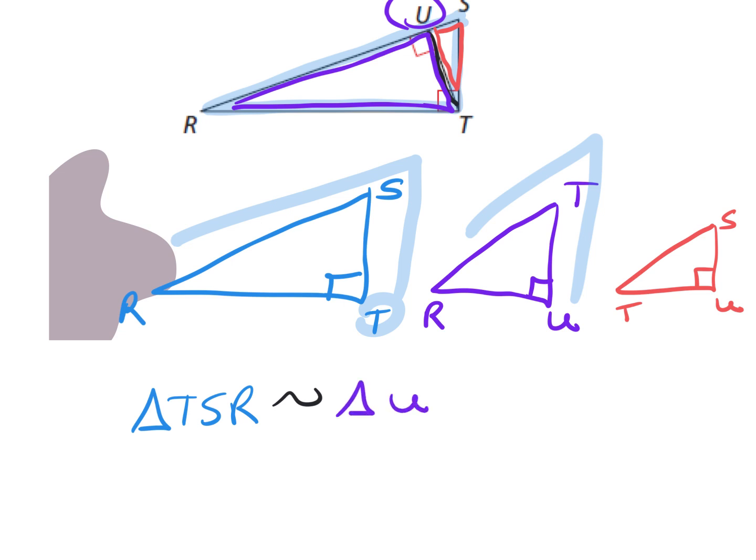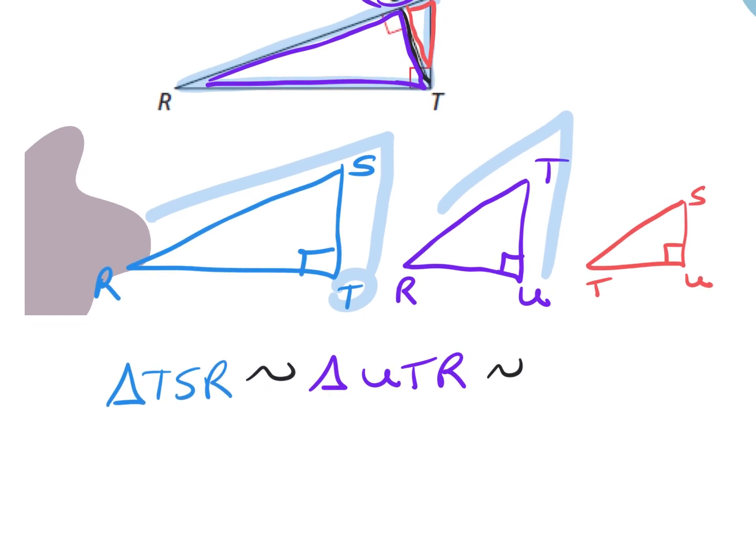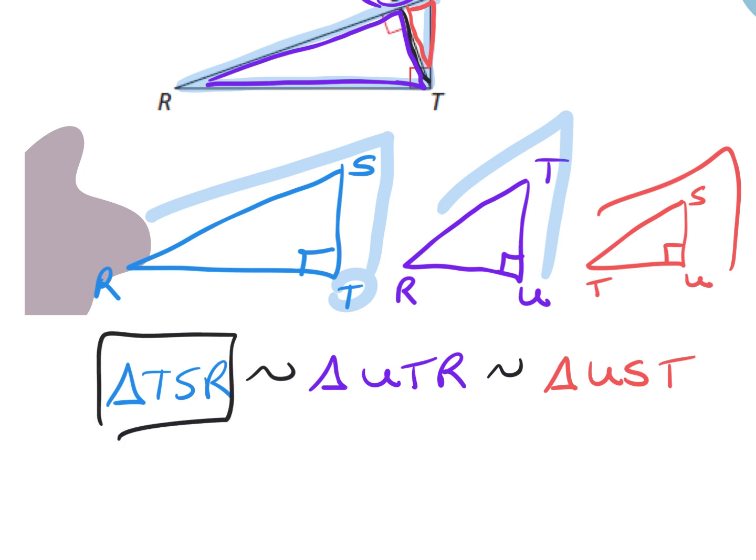For the purple, start at the right angle, go up, and then down the hypotenuse. And then the same thing for the red. Start at the right angle, go up and down the hypotenuse. Again, if I give you something starting out, you have to match the other two in the same direction.